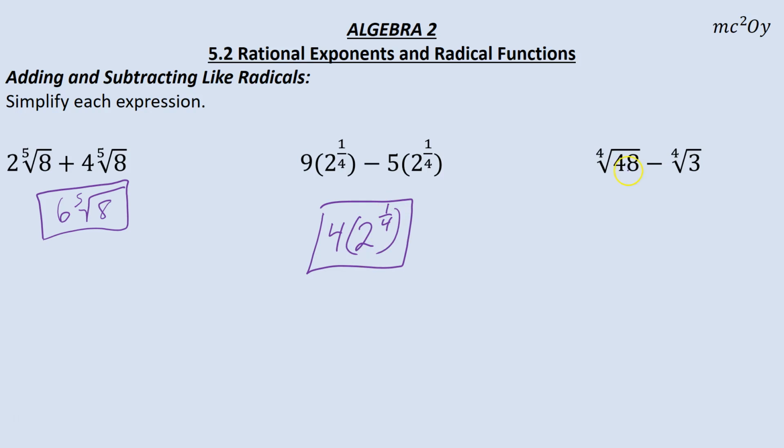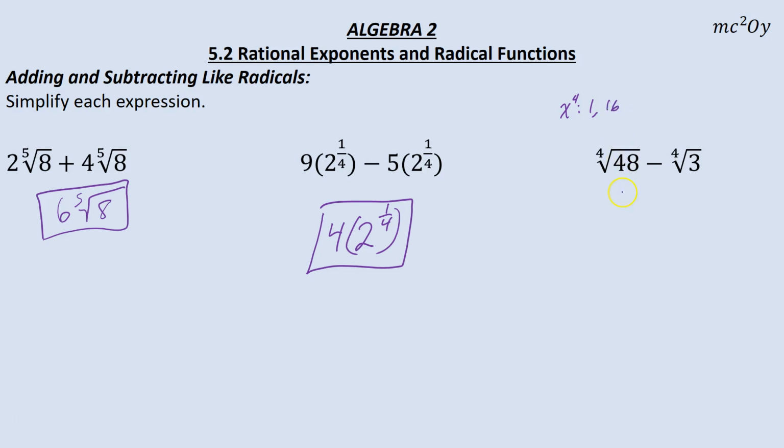And here, well, root 48 and root 3, even though they're both fourth roots, they're not the same, so I can't just outwardly subtract those. But I could try to simplify. Is there a perfect fourth power that goes into 48? So if I count by x to the 4th, that would be 1, and then 2 times 2 is 4 times 2 is 8 times 2 is 16.